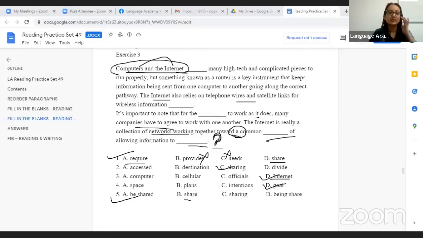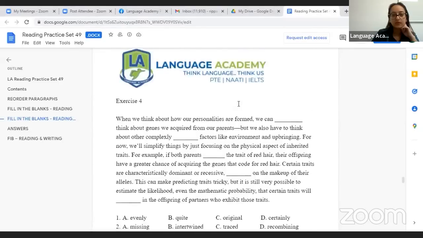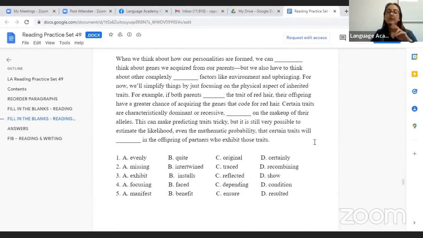Anybody else, any questions in this? Is it all good? No worries, Anita. All good. Okay, question number 4, and you have 2 minutes to solve this and post your answers, please.